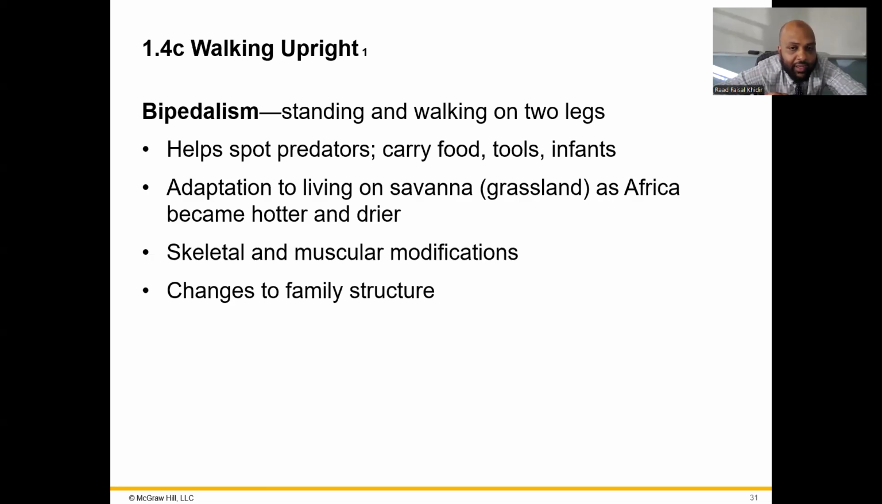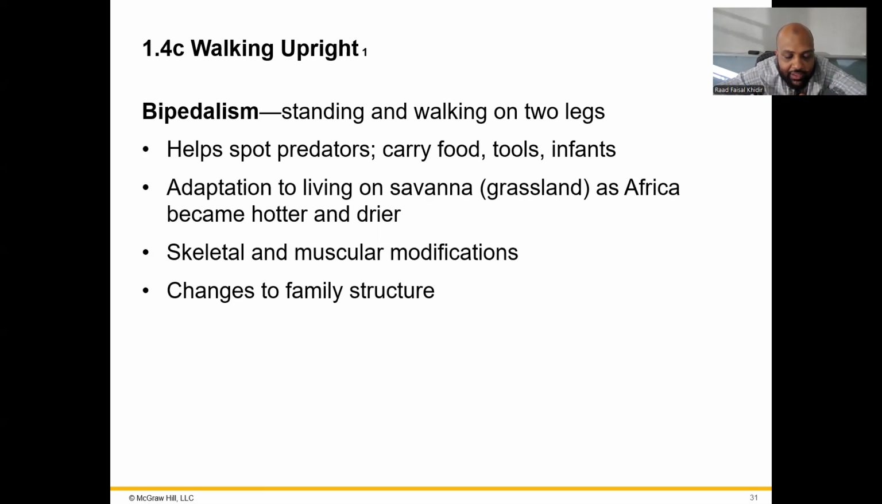Yes, standing up and walking on two legs. And that helps us spot the predators and carry the food and the tools and carry our infants. Okay, and adaptations to the living. These are adaptations to living on the savanna, that is the grassland, as Africa became hotter and drier.